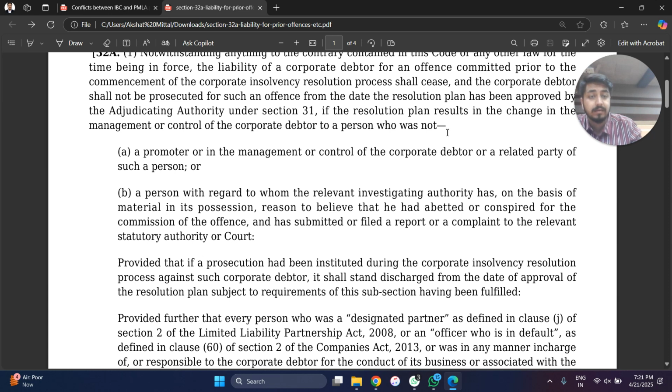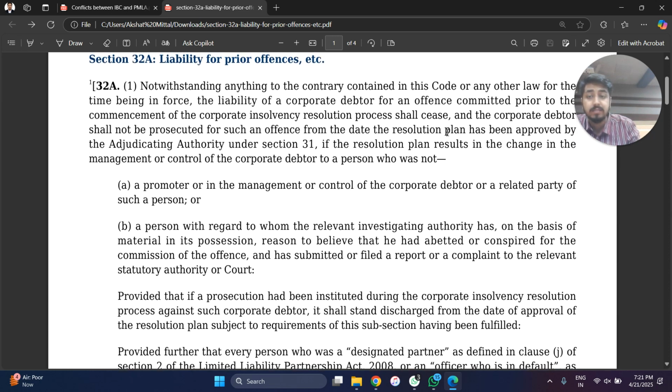If the resolution plan results in the change in the management or control of the corporate debtor to a person who was not a promoter or in the management or control of the corporate debtor or a related party of such person, or a person with regard to whom the relevant investigating authority has, on the basis of material in its possession, reason to believe that he had abetted or conspired for the commission of the offence and has submitted or filed a report or a complaint to the relevant statutory authority or court. So just with this line also you get the clarity.